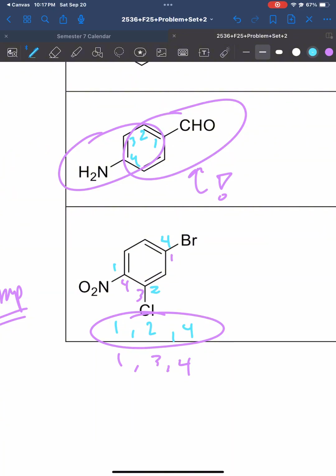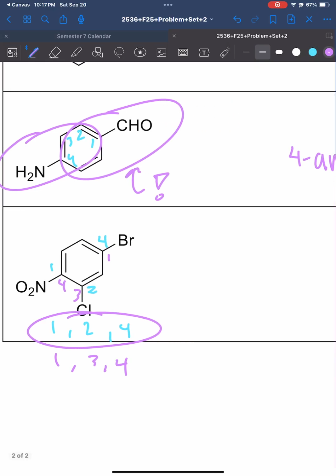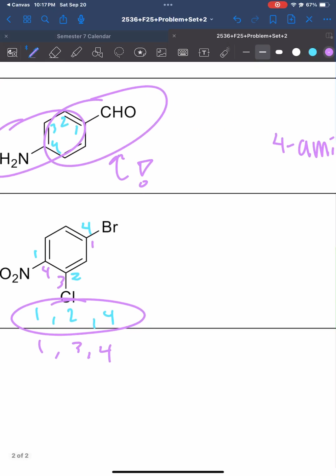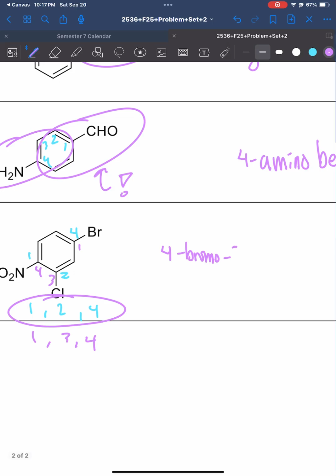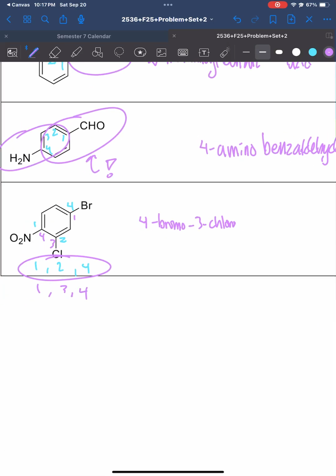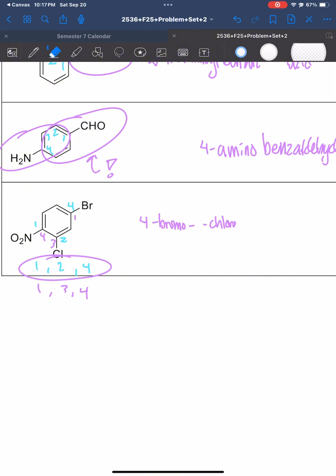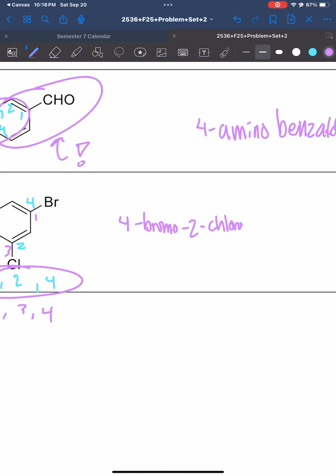So we order everything based off the numbers and then put it in order alphabetically. So we're going to start off with 4-bromo, this B comes first. And then we got 3-chloro, A, B, C, D, E, F, G. Yeah, I sing it all the time. My bad. I don't know why I wrote 3-chloro. It could be 2-chloro. I tripped myself up.